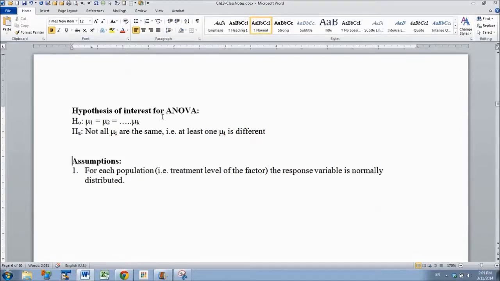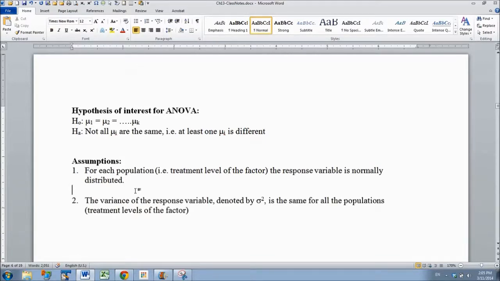The first assumption is that the response variable in these K populations all follow a normal distribution. In other words, we can also state it as: at each treatment level of the factor, the response variable follows a normal distribution.